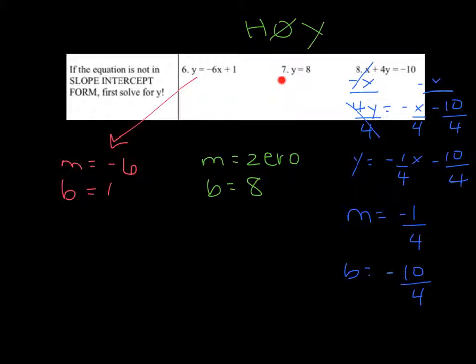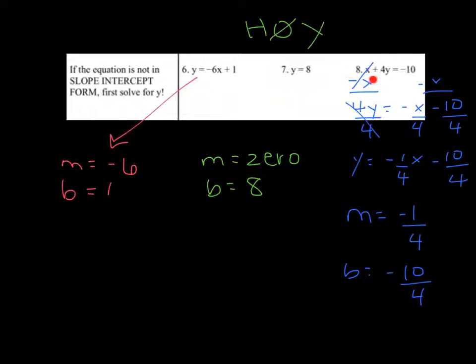For number 7, when you had y equals 8, as soon as you saw only y equals a number, you should have thought of your acronym, HOI. That's a horizontal line, which means it has 0 slope, and that would be y equals 8. So 8 also represents your y-intercept.